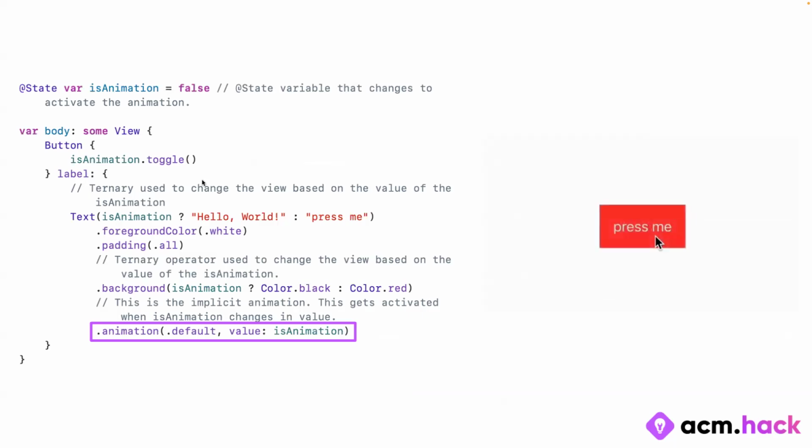Here's an example. We have a button, and the state variable is animation, which we're setting to false. Every time we click the button, we're toggling this state variable. We have a lot of styling going on here, but basically we have this dot animation with the default type, and the value is animation. So every time is animation changes, we're applying this default animation. For the background, we switch from black to red, and the text from hello world to press me. You can see in the GIF right here that it's transitioning between the two and it's pretty animated, so it isn't really jumpy or anything.